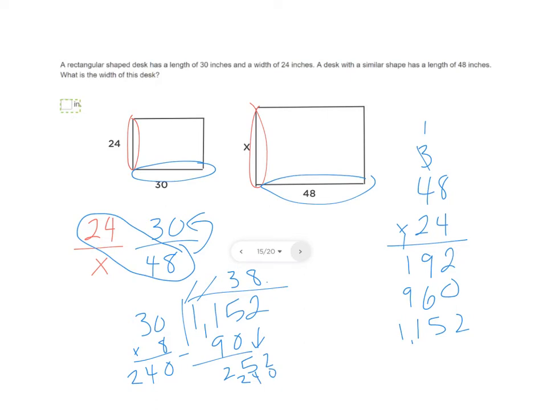I'm going to subtract there. 2 minus 0 is 2. 5 minus 4 is 1. I get 12. I'm going to drop down a 0. 30 is going to go into 120 4 times. 4 times 30 is 120. So I get 38.4 for my correct answer. 38.4 inches.